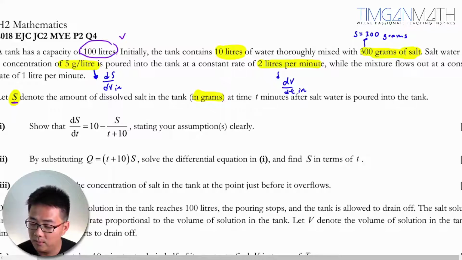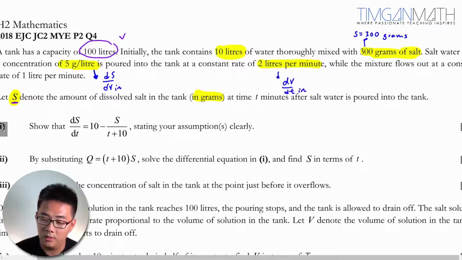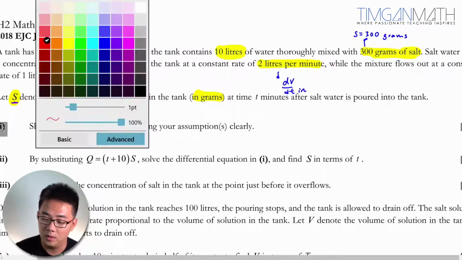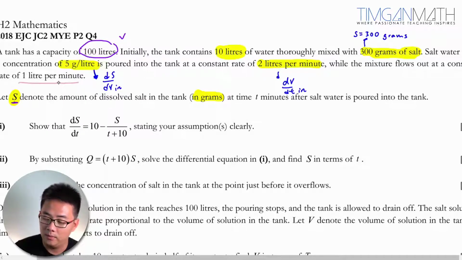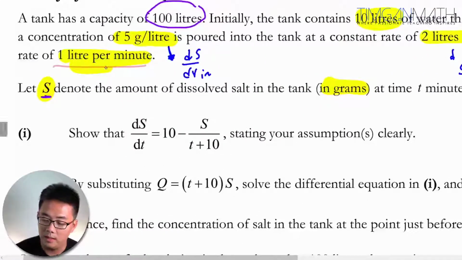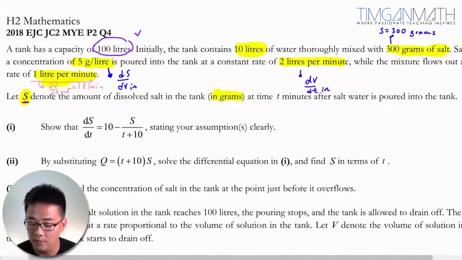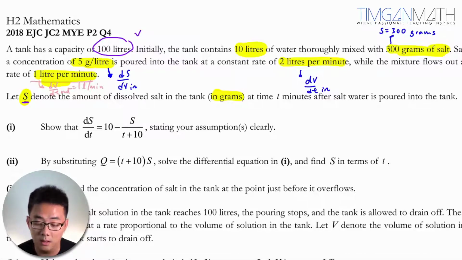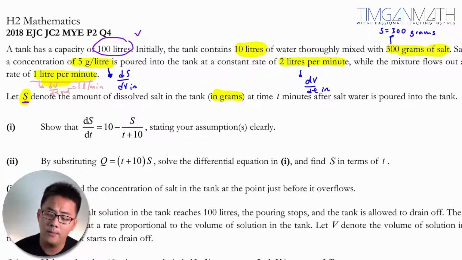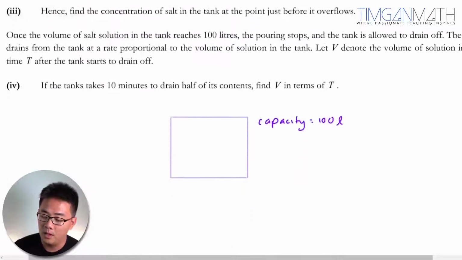So in other words, this tells us that dV/dt out is 1 liter per minute. Okay, so that's about it. You are asked to show that dS/dt is 10 minus S over t plus 10. So I think that's pretty okay. Just slowly work out dS/dt.